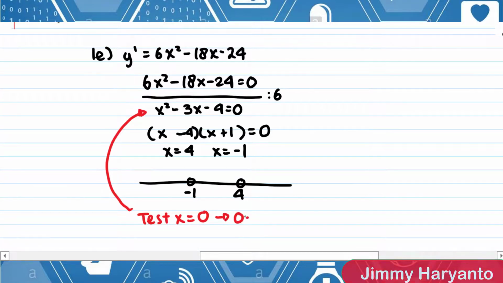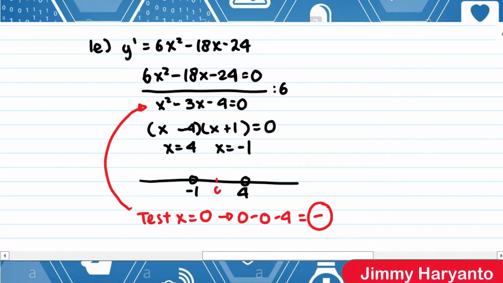So you will have 0 minus 0 minus 4. You only need the negative or positive sign. It will be negative 4, so the result will be negative. So 0 is negative. We know that 0 is right here, negative. And this one is positive, and this one is positive. The positive one is the naik interval. The negative one is the turun interval.